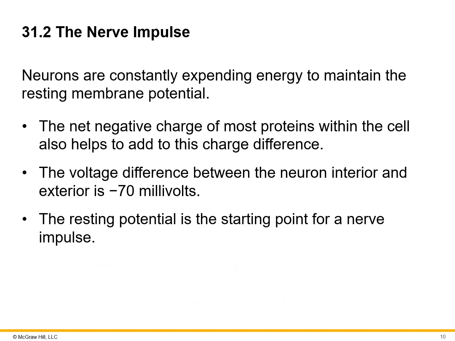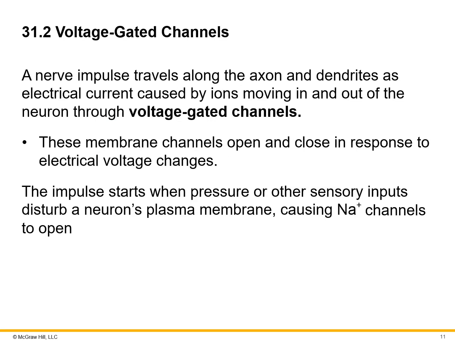Now, they're constantly using that energy through those pumps to maintain that resting membrane potential. So pumping sodium out, potassium in. There's also a net or overall negative charge of most proteins in the cell, which again adds to that charge difference, especially DNA, because it is really negatively charged. And there's a lot of DNA in the cell. So there's actually a difference of about -70 millivolts. So that's the resting membrane potential before any type of impulse would occur.